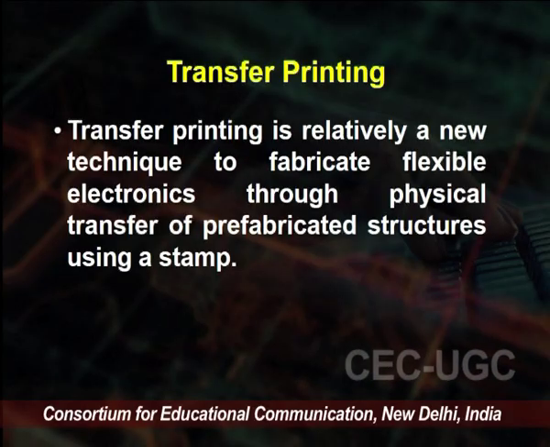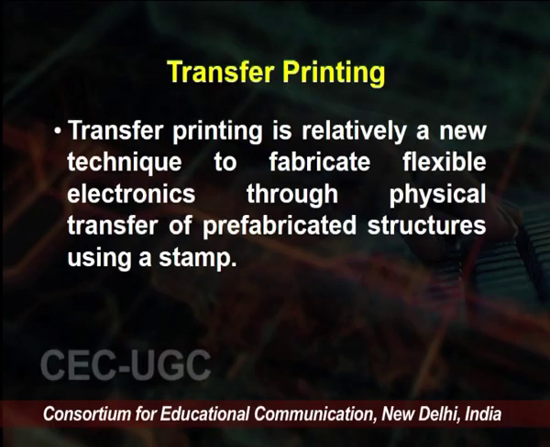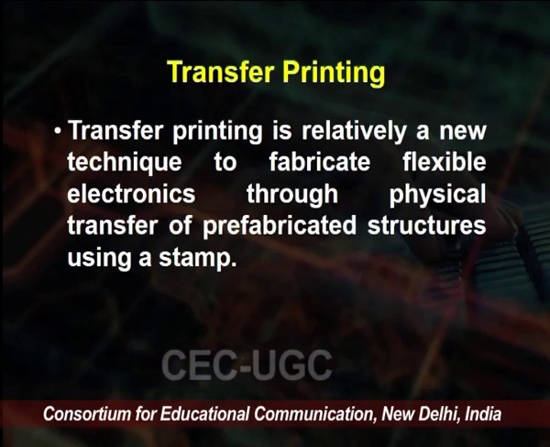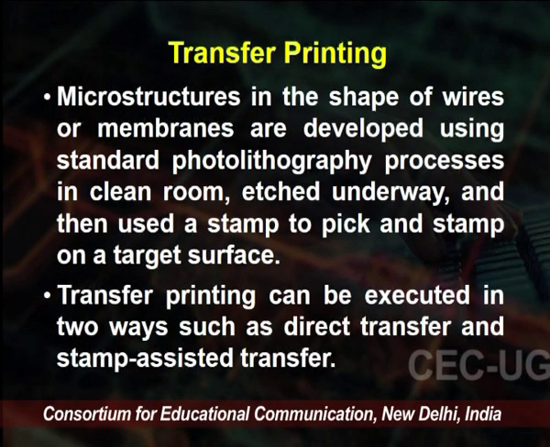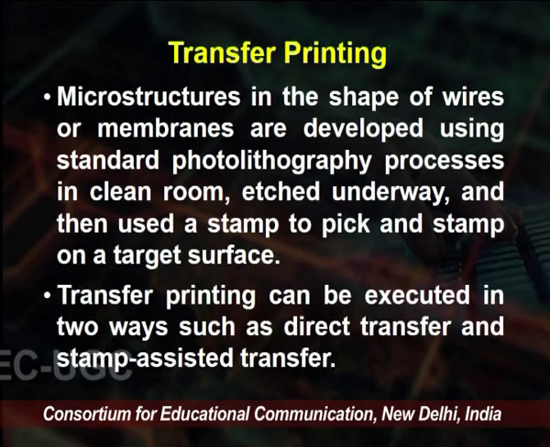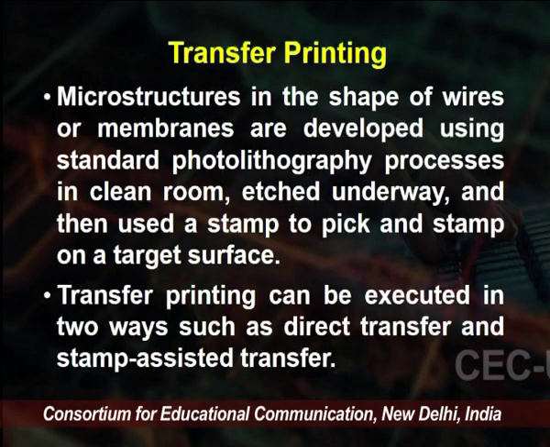Another type of printing is transfer printing. Transfer printing is a relatively new technique to fabricate flexible electronics through the physical transfer of a prefabricated structure using a stamp. The microstructure, in the shape of a wire or a membrane, is developed using standard photolithography processes in the clean room, etched underneath, and then used as a stamp to pick and stamp on a target surface. That means we put the stamp and we remove the stamp.